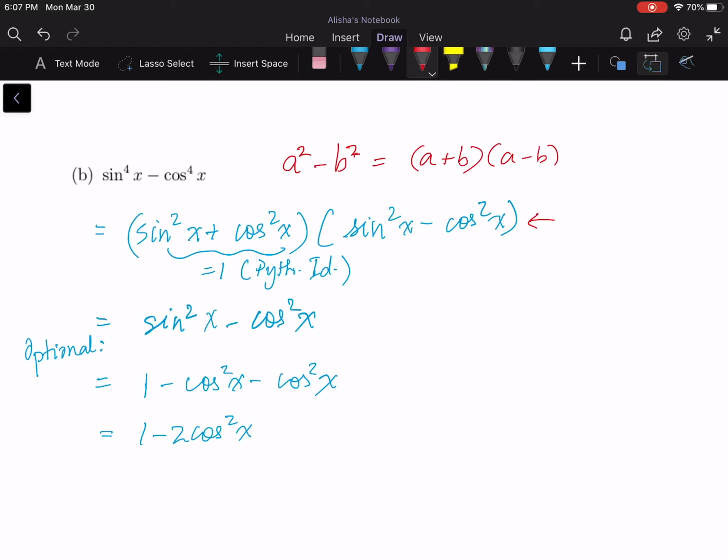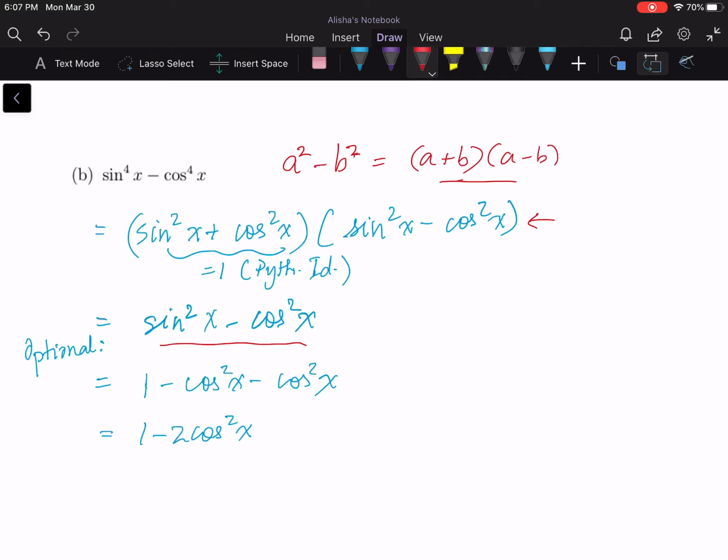And so applying the Pythagorean identity, I get down to sine square x minus cosine square x. And at this point, we might be tempted to use this difference of squares formula again. And you could do it. Arguably, what you get is not much simpler, or maybe even a little more complicated, than what we have written down now. But optionally, you could think about this sine square.